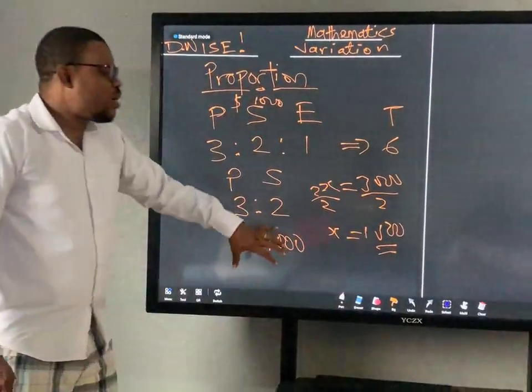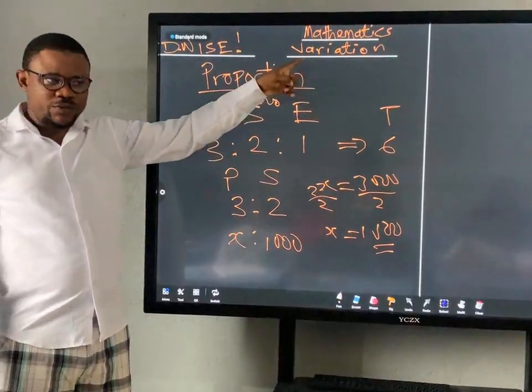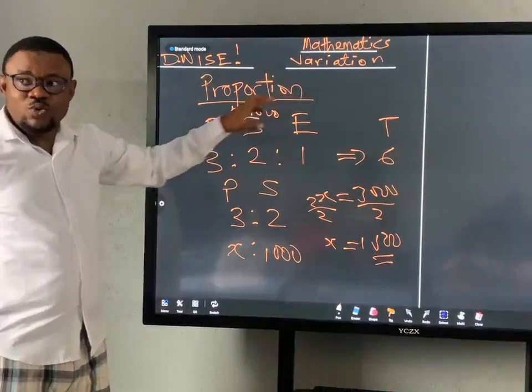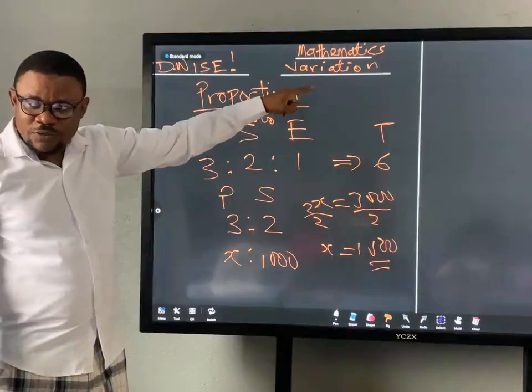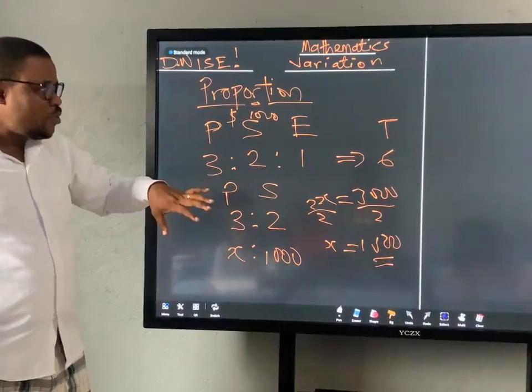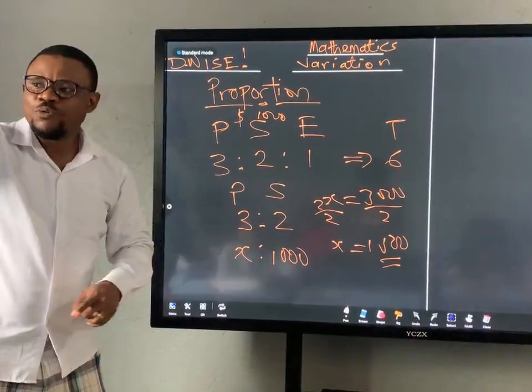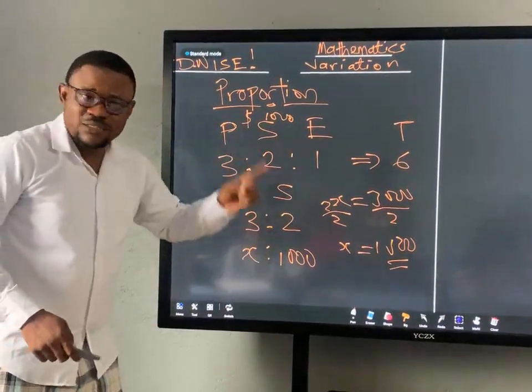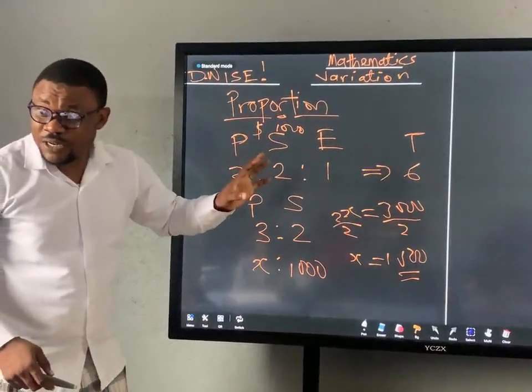1,500. This is what I'll use mostly for variation. This is another way you can solve it. You just bring out the value. What was the total value we got? The total value we got was 3,000. How much was shared for them? 3,000 was shared for them.